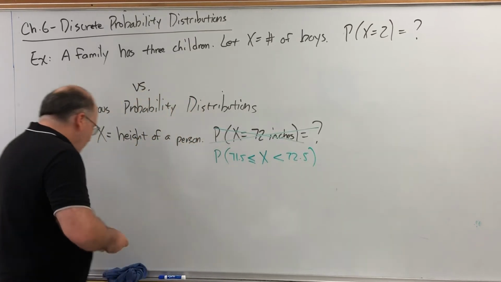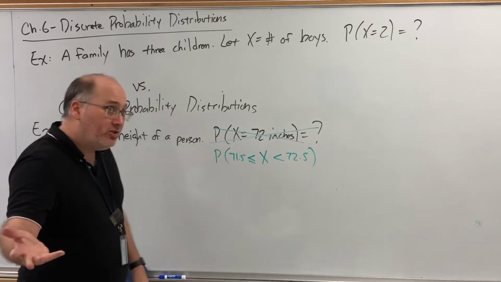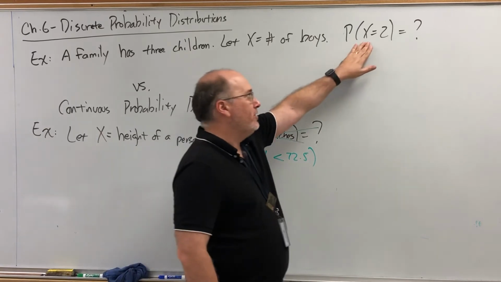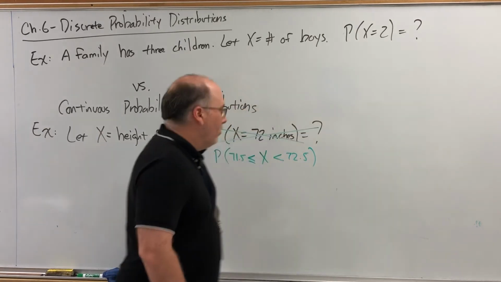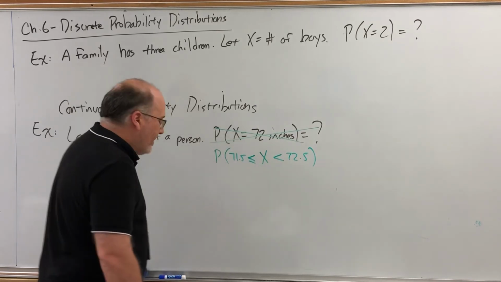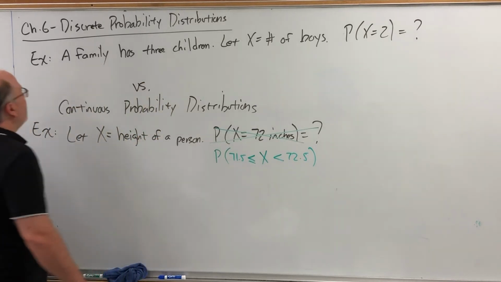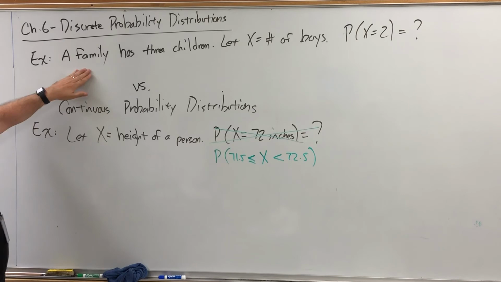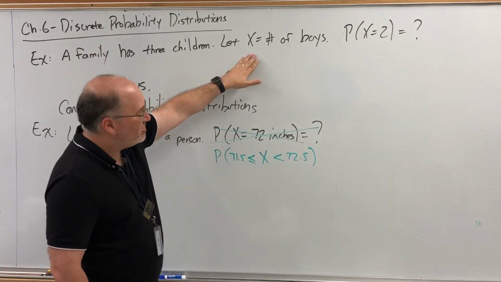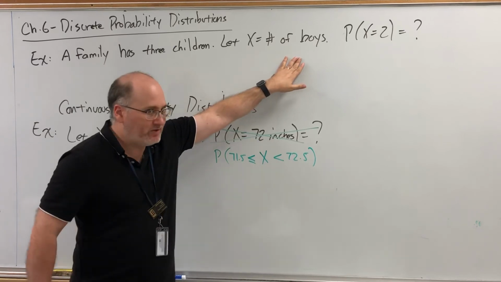So when we transition from discrete to continuous, we won't be talking about the probability of a variable equaling a certain number. We'll always talk about the probability of a variable being in a range of values. But I'm getting ahead of myself. Chapter 6 is going to be exclusively about discrete probability distributions, where our variable is measuring something discretely instead of continuously.